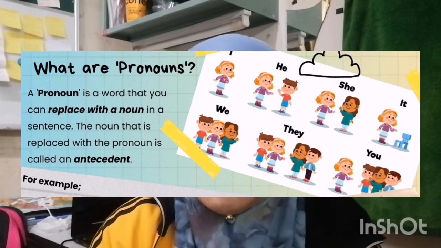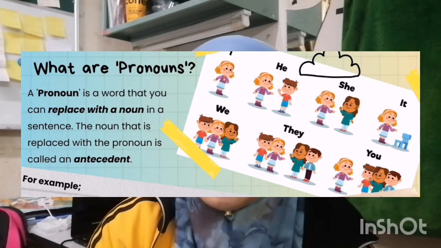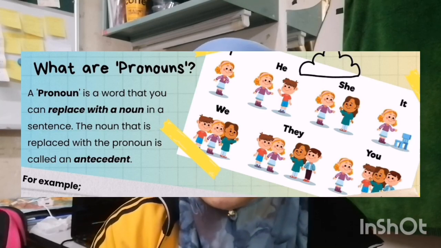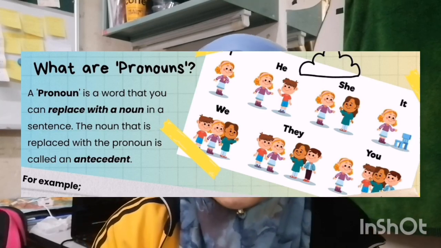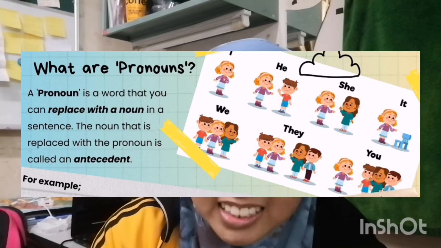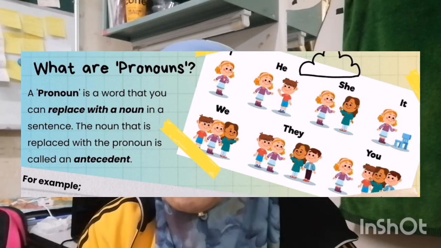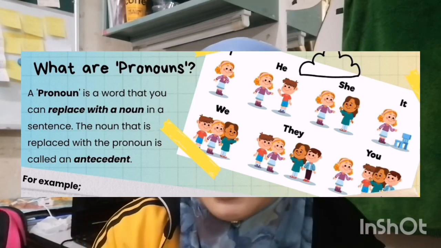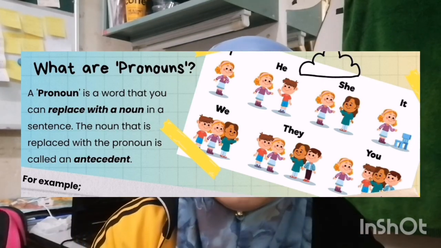They serve as substitutes for specific nouns to avoid repetition and make the sentence more concise and coherent. The noun that is replaced by a pronoun is called an antecedent. This substitution helps maintain clarity and flow in the language.